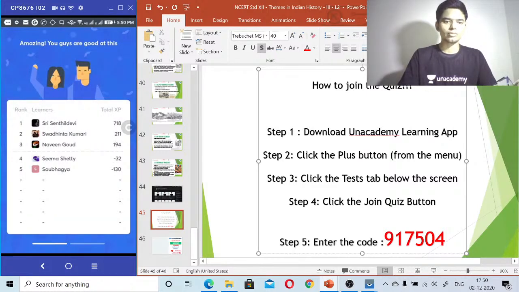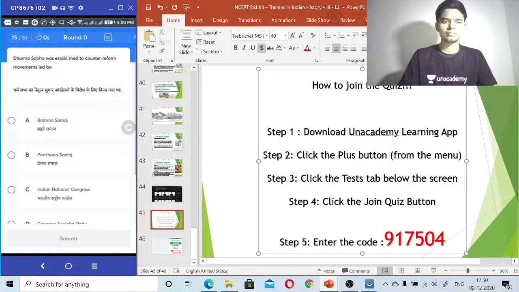Yes, almost all got that wrong except one, I think. 15th question. Dharma Sabha was established to counter reform the movements led by whom? Brahmo Samaj, Prarthana Samaj, Indian National Congress, and Congress Socialist Party. So Dharma Sabha was actually established as a counter reform movement against something else. So what is this something else?